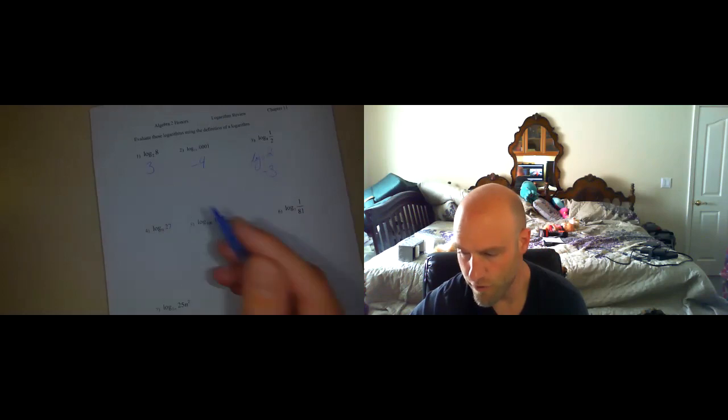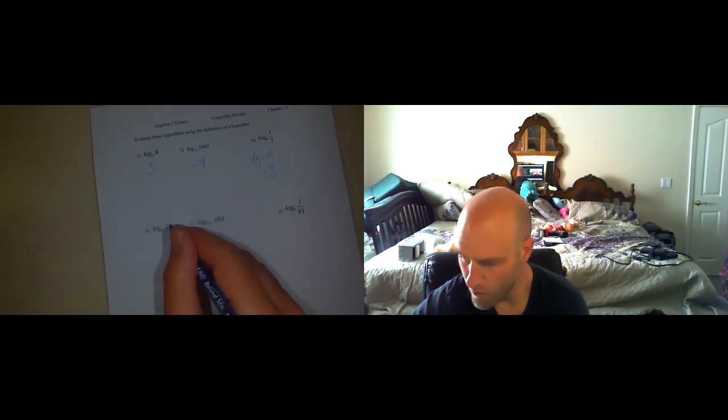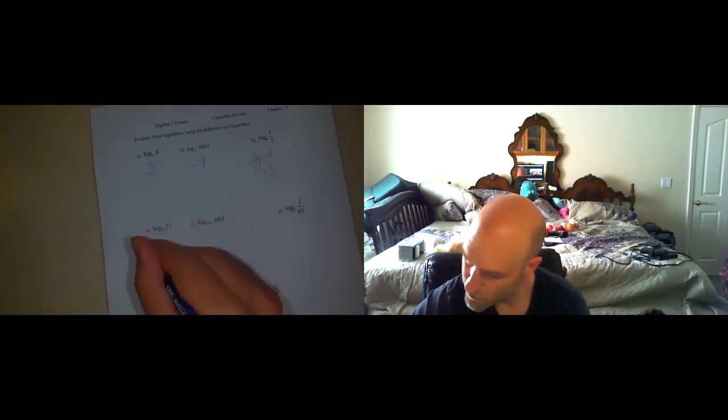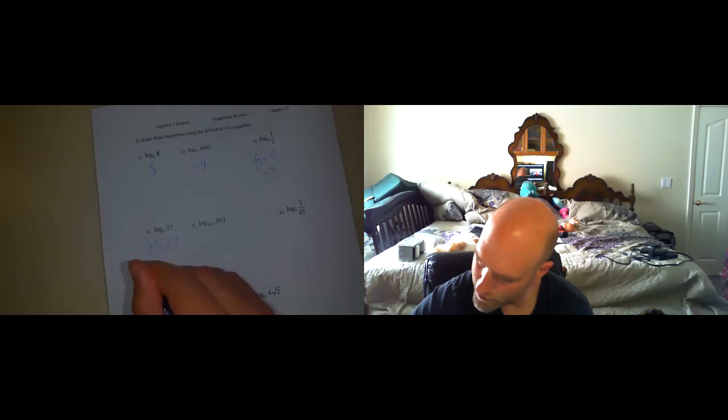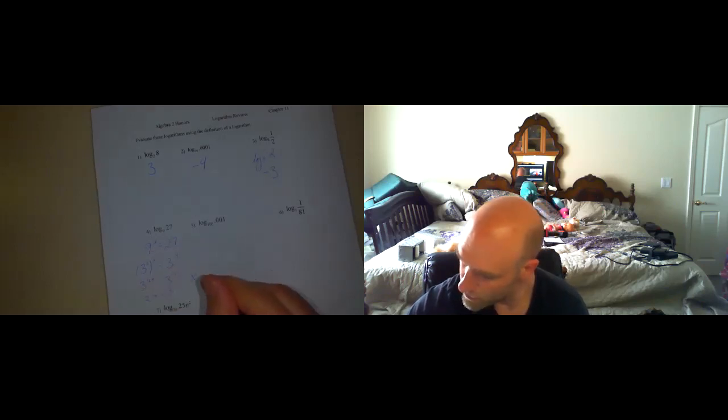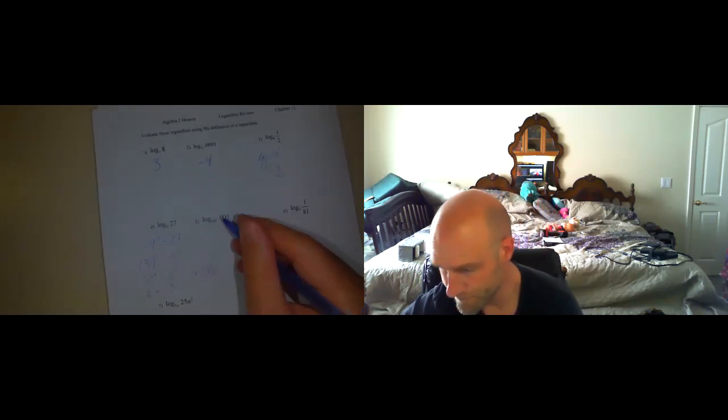Getting more confusing, 9 to what power is 27? So really they're asking me 9 to the x equals 27. I'm thinking of this as 3 squared to the x equals 3 cubed. 3 to the 2x equals 3 cubed. 2x equals 3, and x equals 3 halves.